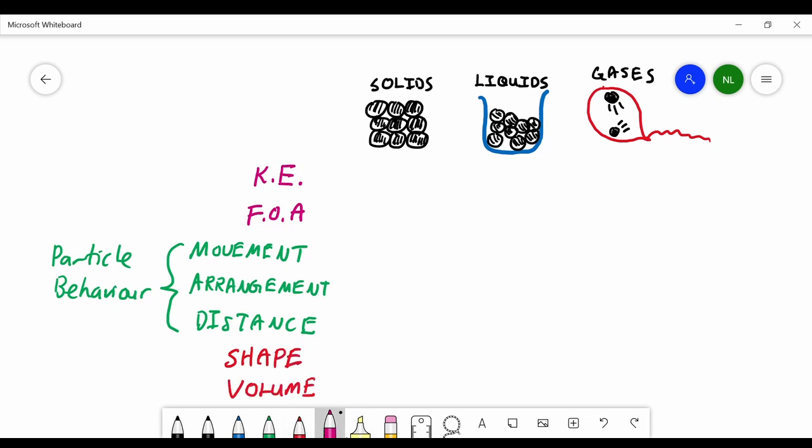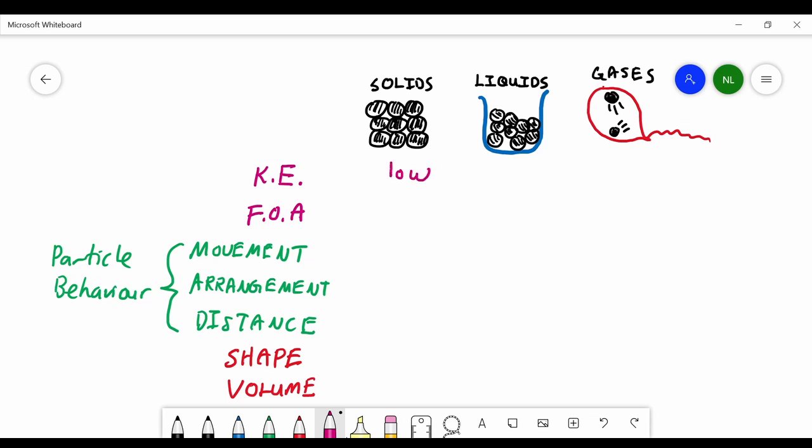Let's start with the kinetic energy of solids. Kinetic energy allows particles to move, but particles of solids are unable to move freely. They can only vibrate in place. This indicates that particles of solids do not have much kinetic energy. We can describe the amount of kinetic energy stored in particles of solids as low.